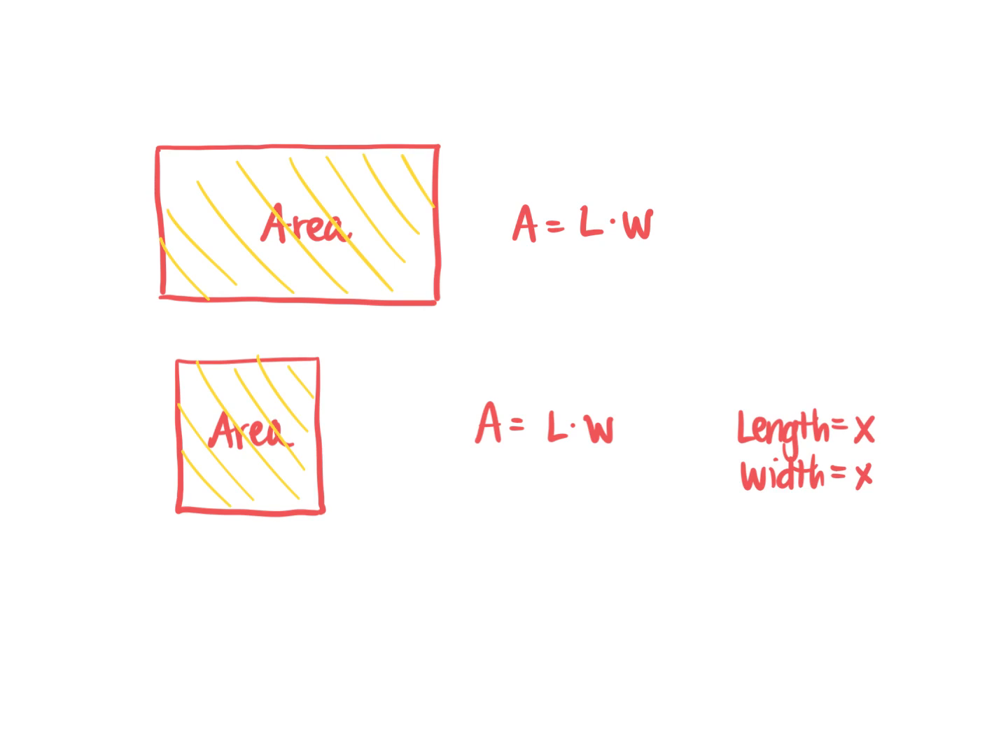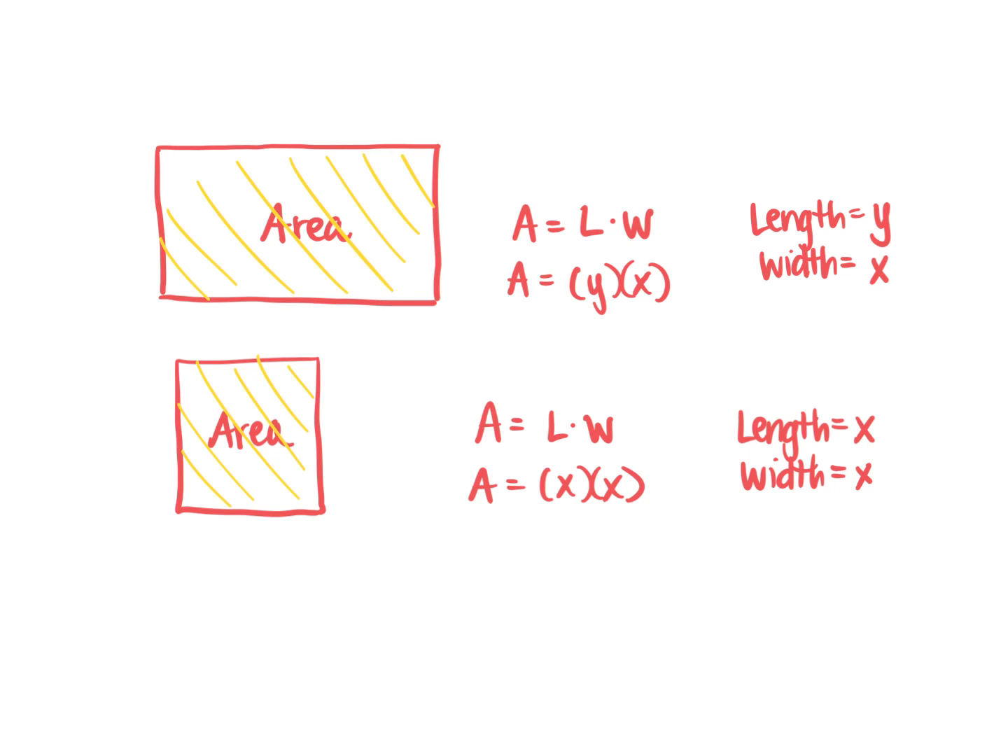They're x and x. But when you talk about the length and the width for a rectangle, they have to be different. So you might have x for the width, but your length will be y. Or the other way around would be fine. They have to be different. So know that your area equation would turn into y times x, but for a square it would turn into x times x. So you'd have the same exact thing.